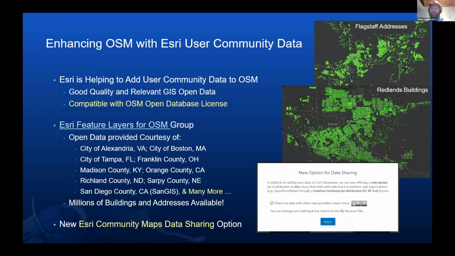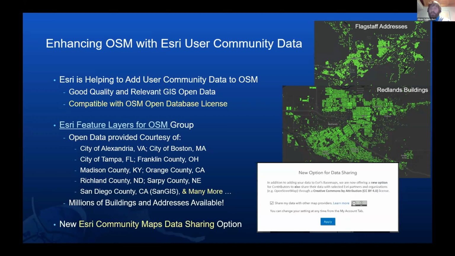This was done initially for building footprints and address points for Redlands, California, and Flagstaff, Arizona. And with the support of those cities and a few days of effort, we added about 100,000 features into OpenStreetMap. And we've since downloaded and prepared open data for several more communities, including the cities listed here, which are now available to add to OSM. So this data is being shared in a new group in ArcGIS Online, which already includes over 2 million features that can be added.